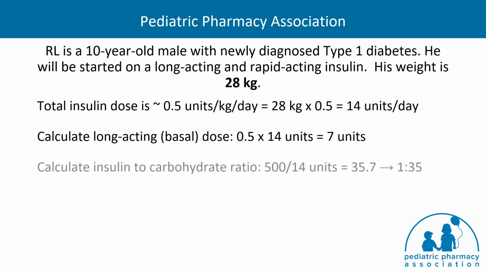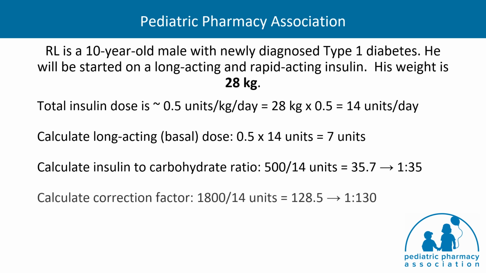Next, we're going to want to calculate the insulin to carbohydrate ratio. This is 500 divided by 14 units using the rule of 500. This is equal to 35.7. But to make our lives easier and the patient's life easier, we're going to do 1 to 35. This means that 1 unit of rapid-acting insulin will cover 35 grams of carbohydrates.